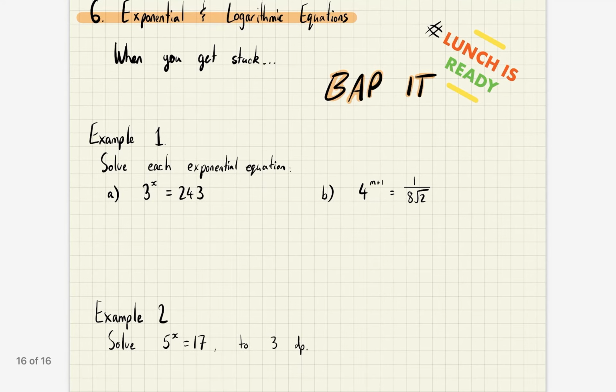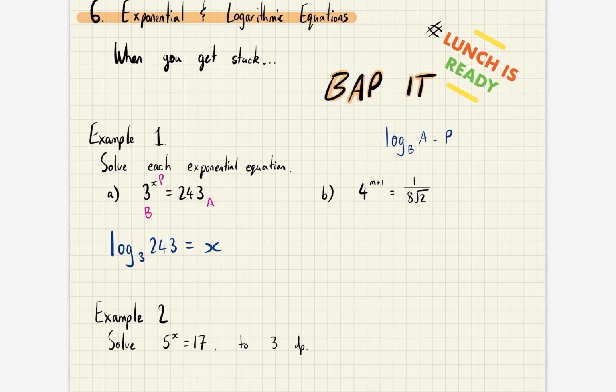For our first example, we talked about this in the first lesson. We don't know what that x value is, so because we're stuck, we're going to BAP it. First thing, I'm going to label everything: my base, my power, and my answer. For BAPing, we're going to have log BAP. So I'm going to have log, and the base is 3, the answer, so the A, 243, and that's equal to the power, which is x.